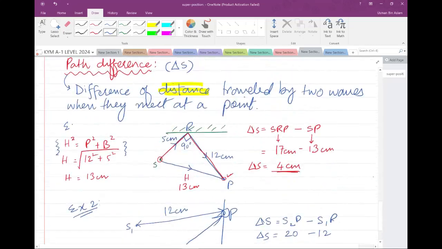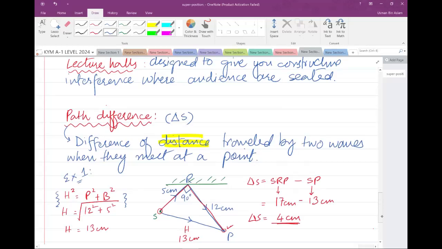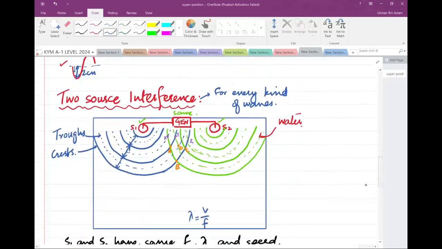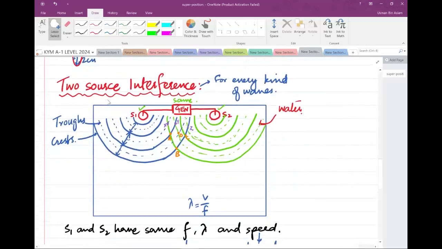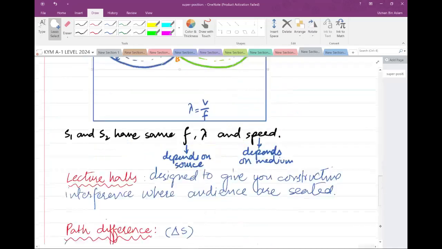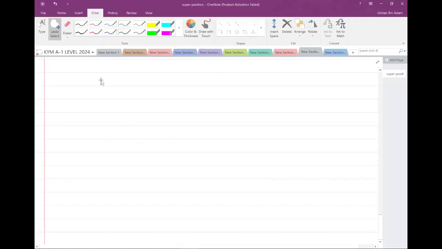I hope you understand what a path difference is. I will tell you why I am discussing path difference. From this diagram, I'm just going to copy some stuff and paste it at the bottom, because I'm going to make a lot of marks on this diagram and it's going to become confusing.